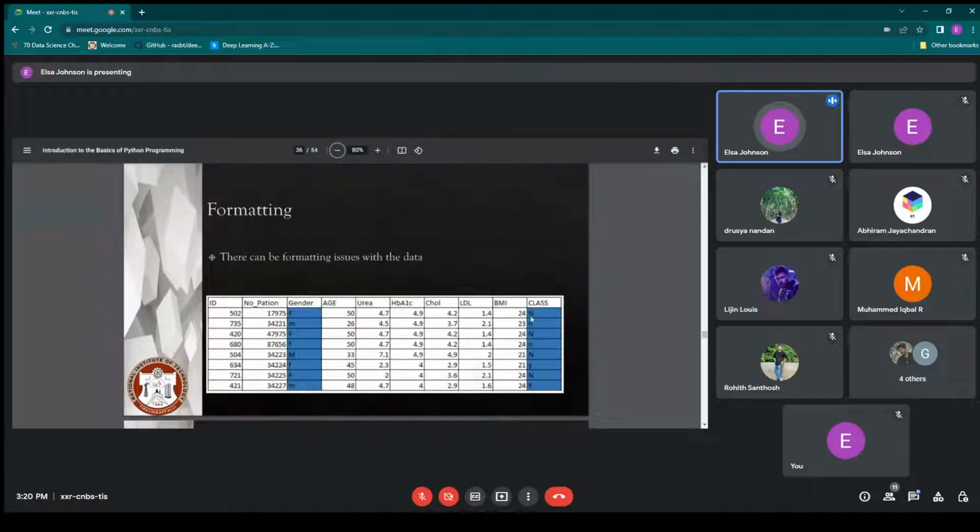Similarly, in the class case also, capital N and small n, capital Y and small y are present. This also has to be taken care of.